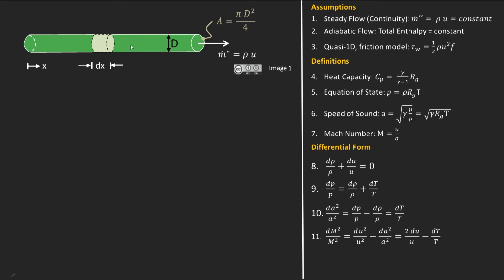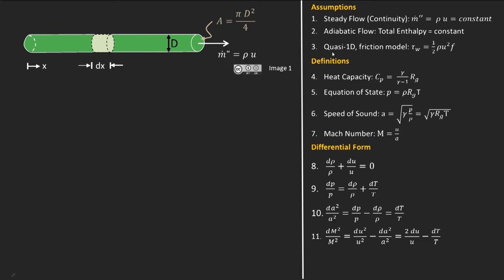But before we do that, let's look at some other assumptions we need to make in order to develop the model. The first assumption is that the flow is steady. In other words, the mass flow rate through the pipe is constant, which in turn, for a constant area duct, implies that the mass flux m dot double prime, which equals rho times u, is constant. The second assumption we make is that the flow is adiabatic. In other words, the total enthalpy of the fluid is constant.